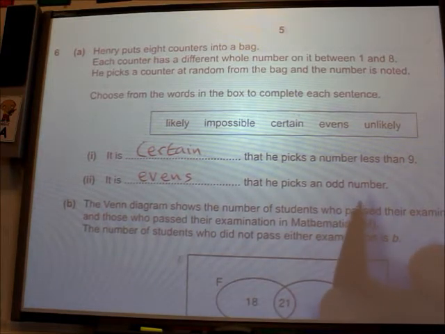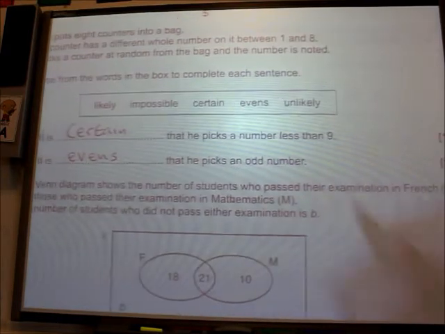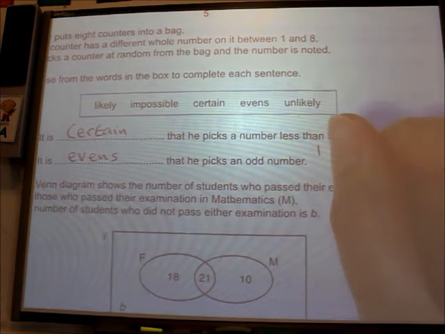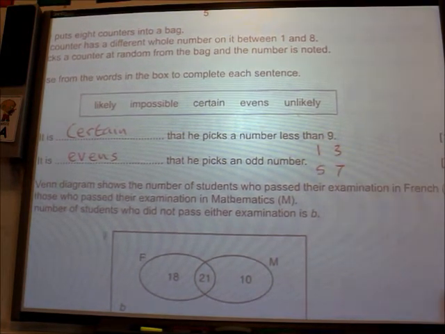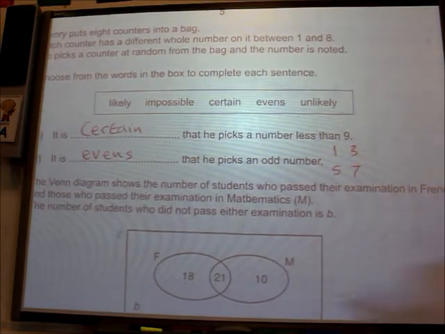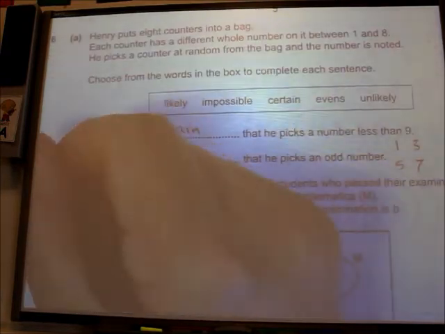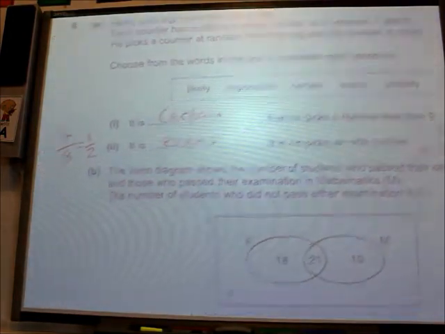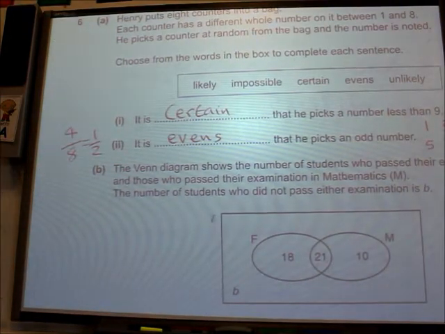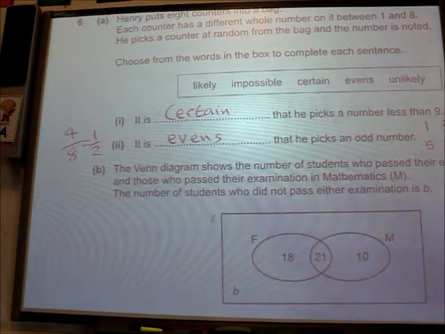He picks an odd number. Well, the odd numbers in there would be 1, 3, 4, 5 and 7. So there's 4 odd numbers in there, 8 numbers altogether. So if you want to put it as a fraction, it's 4 over 8, which equals a half, which is evens, or a 50-50 chance. But you must write evens.